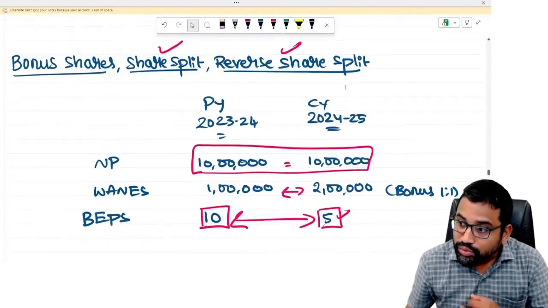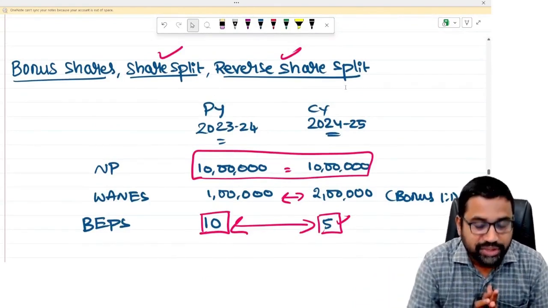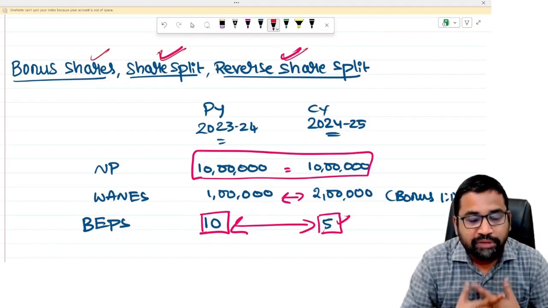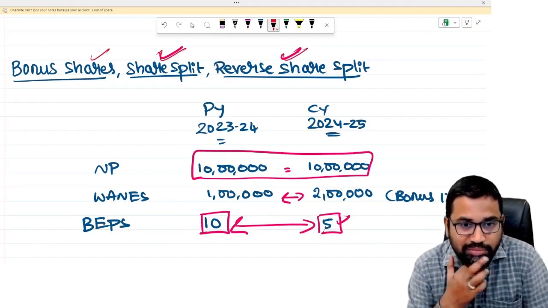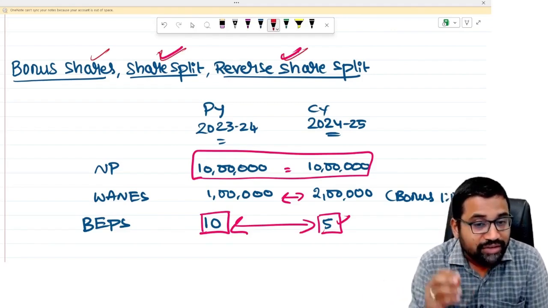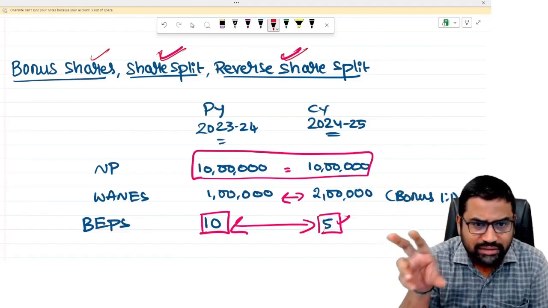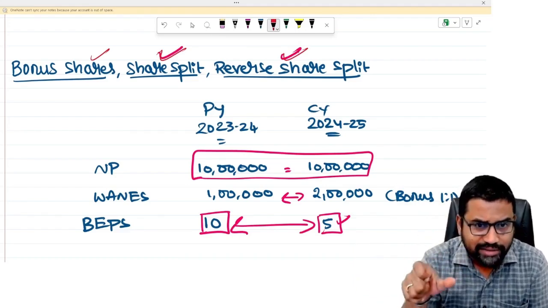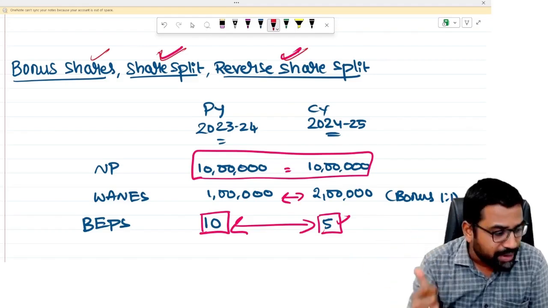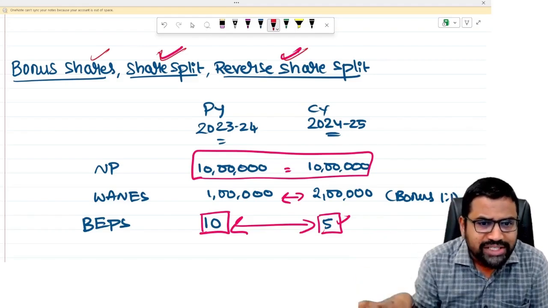Okay. Now one more important concept, sir. Suppose how to calculate weighted average number of equity shares in case of bonus shares, share split, reverse share split, etc. See, when you are calculating basic EPS, what is the formula? Net profit or loss attributable to equity shareholders. It will not change, sir, because I told you how to get it. That is, take PBT minus tax. You will get PAT. From PAT, you need to reduce preference dividend. Then you will get net profit or loss attributable to equity shareholders. That will not change for any problem.